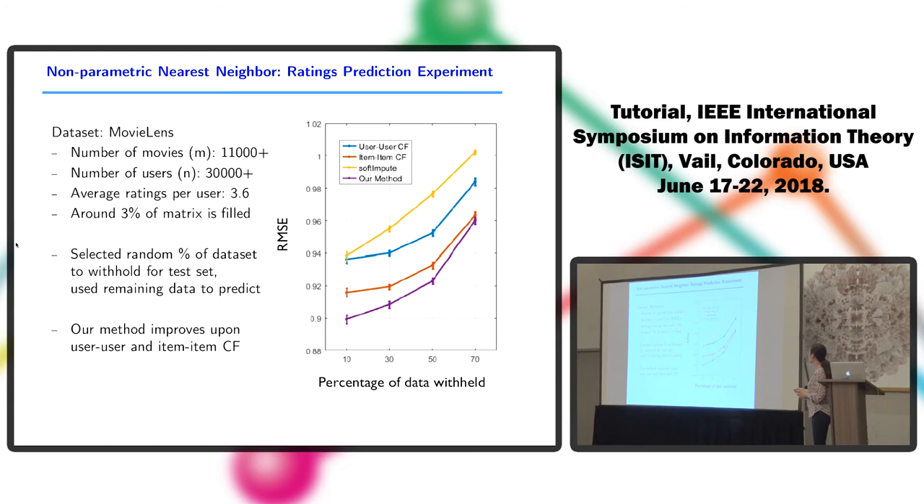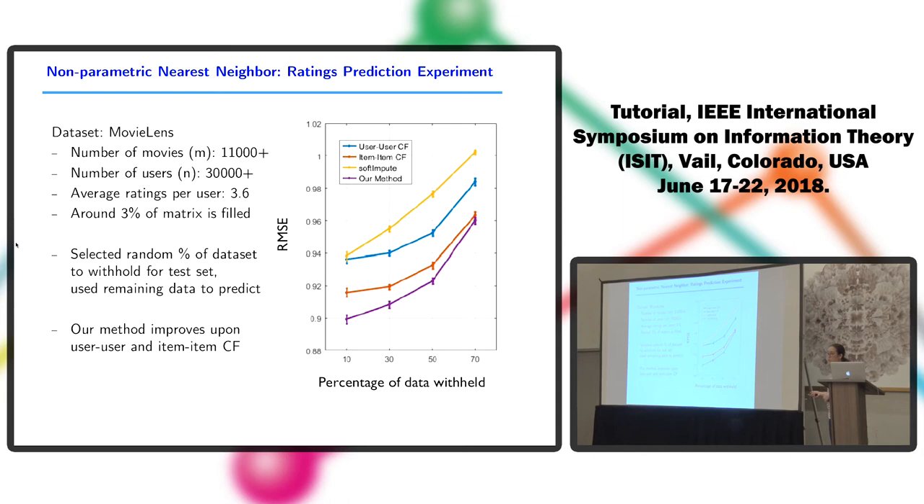So what we did was select a random percentage of the data set, withhold it for the test set, use the remaining data to predict, and then test on the withheld data. The purple line is our method. The blue and the red lines here are user-user and item-item. And the yellow line on top is soft impute, which is a singular value thresholding-like method. Just to point out, our method does improve upon user-user and item-item, which seems intuitive from our discussion in the previous slide. And you do see that, also as expected, as the data gets sparser, as you withhold more data, the mean squared error increases.